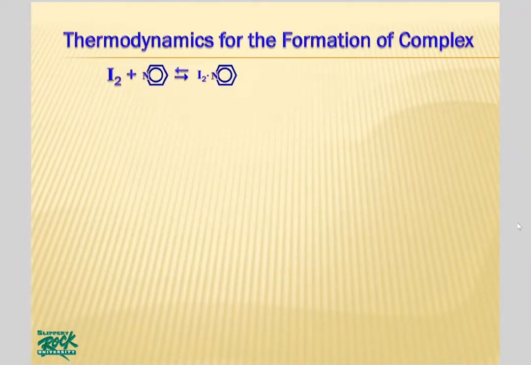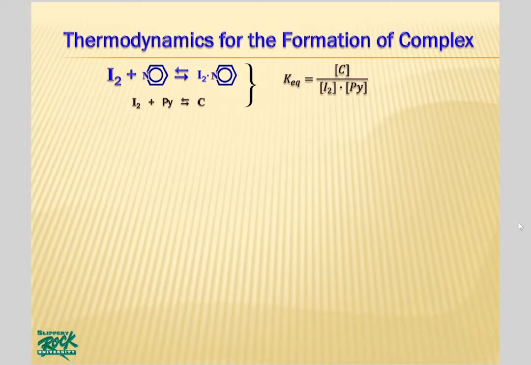In this lab, we will determine the thermodynamic nature of the formation of pyridine iodine complex. Pyridine is denoted by Py, and pyridine iodine complex is denoted by capital C. The double arrow implies that the reaction is an equilibrium reaction. The equilibrium constant expression of the reaction can be written like this. Now, the question is: is the reaction exothermic or endothermic?